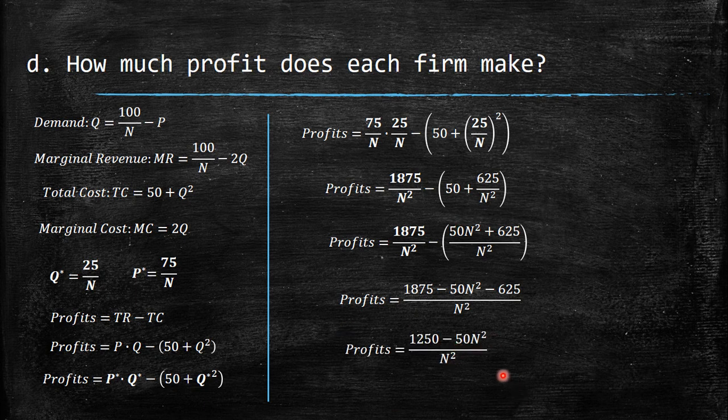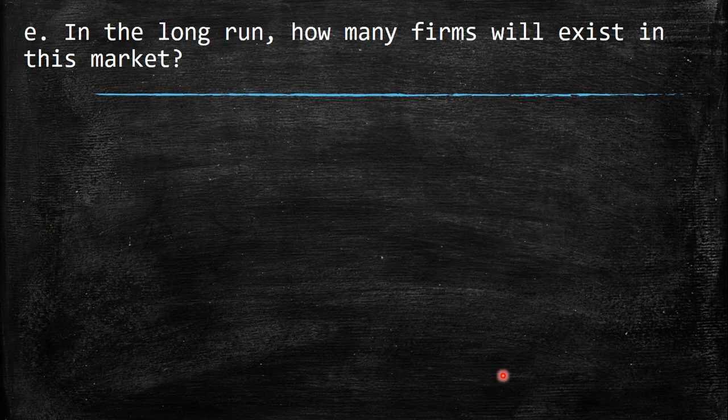What is interesting here is, again, that the profits depend on the number of firms. The higher the number of firms, the lower the profit that each firm will produce. Okay, in the long run, how many firms will exist in the market? Any idea for that? Maybe stop the video and think about how you can interpret that before having a look at what we are going to do.